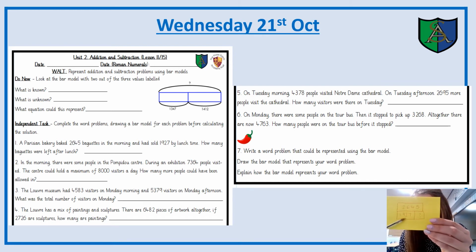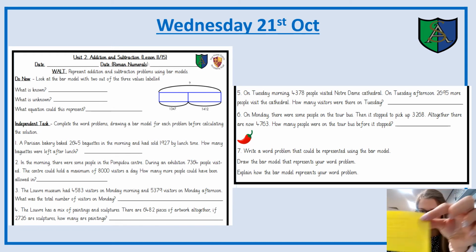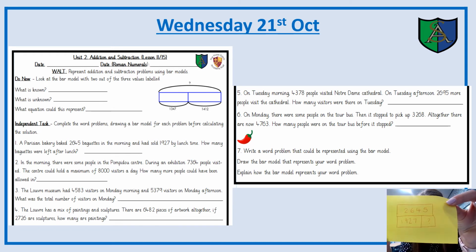Notice how I've made this bar bigger, because if this is 1,927, I can estimate what this is. I'm rounding this to 2,000, I'm rounding this to 2,600. I know that my estimate will be around 600, which is why I've made that bar a lot smaller than that bar. Try and ensure that your bars are representative in thinking about scales. We don't want a really tiny bar if it represents a big number. I'm going to think about what the most efficient method is to solve that question. Looking at the numbers, I'm going to use column subtraction.